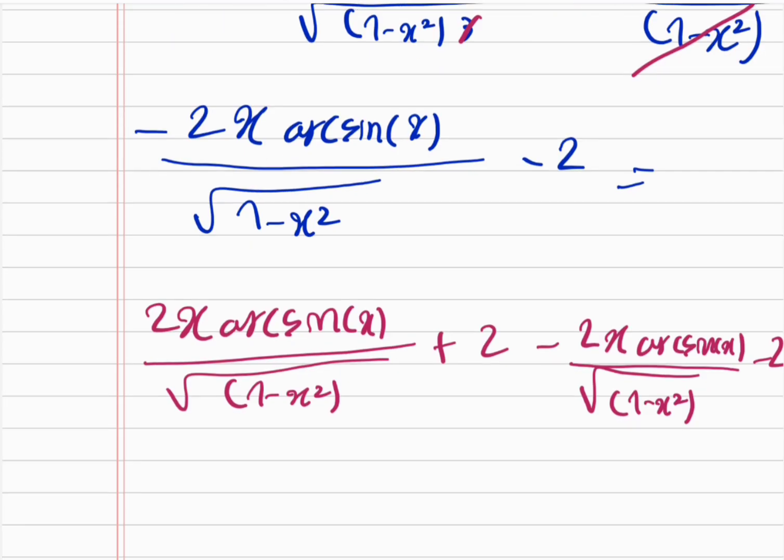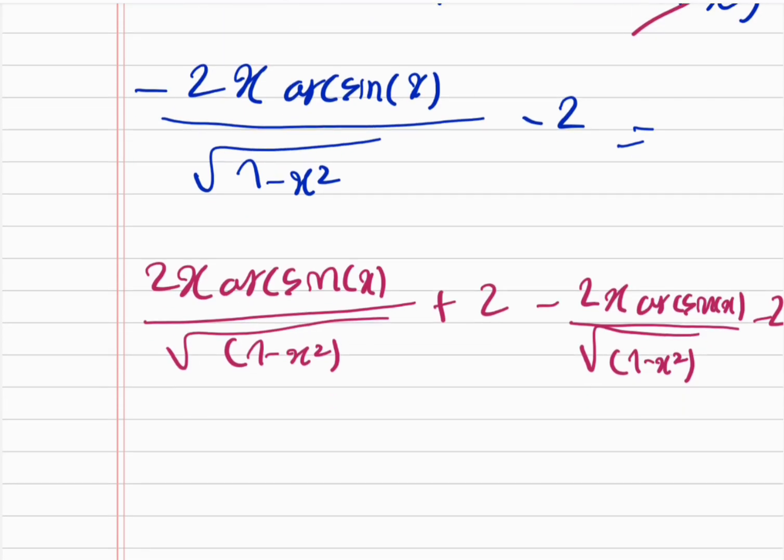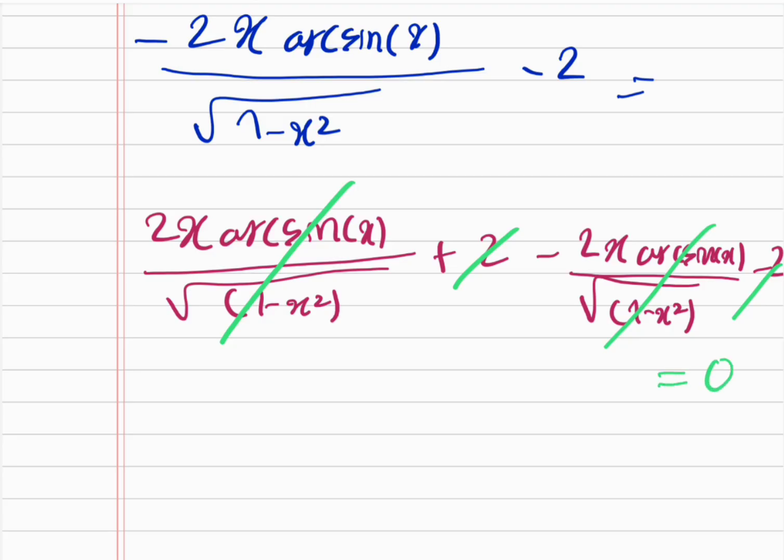Okay, now this is the best part of this long question, because 2 and minus 2 cancel out, and then we have 2x arc sine x over the square root of 1 minus x squared, and then the negative version of that, and they all cancel out, and then we get 0 at the end. Okay, that's it for this video, and thank you for watching.